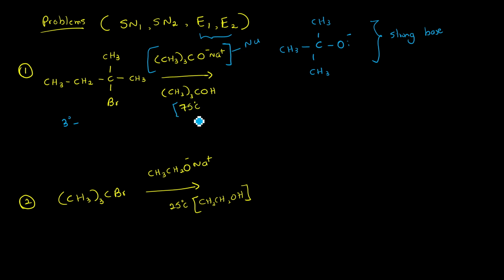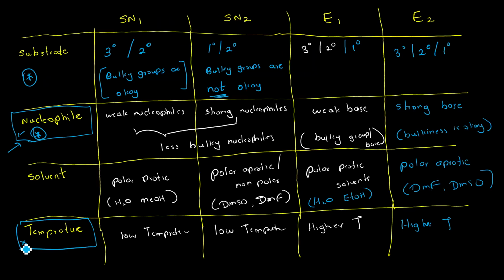Now if I look at the temperature, you can see the temperature is also very high. So again I can increase my tendency towards elimination. A very important point: never look at the temperature and make a decision. Never. Temperature and solvent, don't take a decision based on these two factors. You use these two factors to verify your decisions.